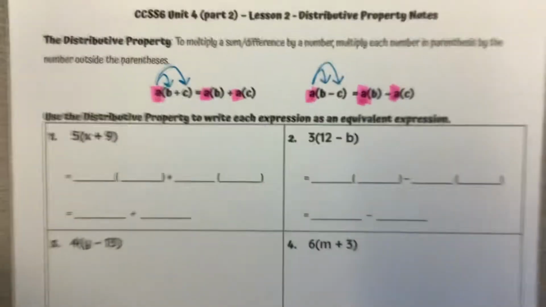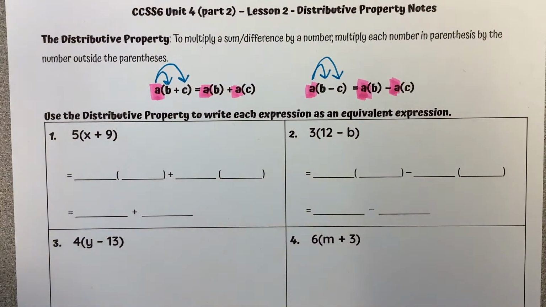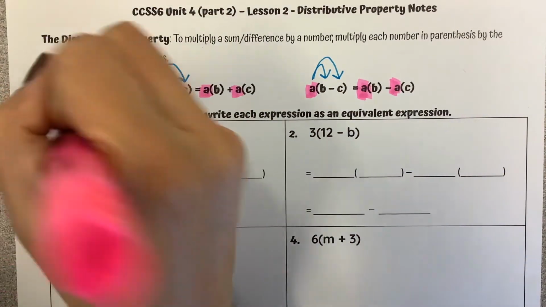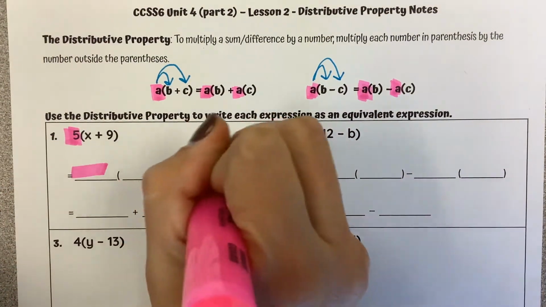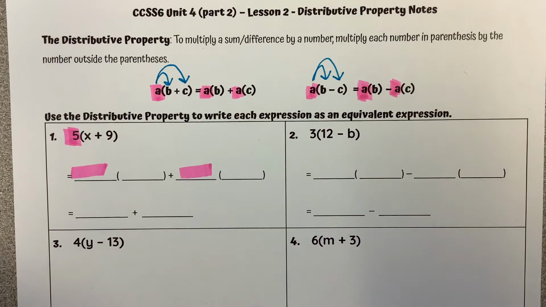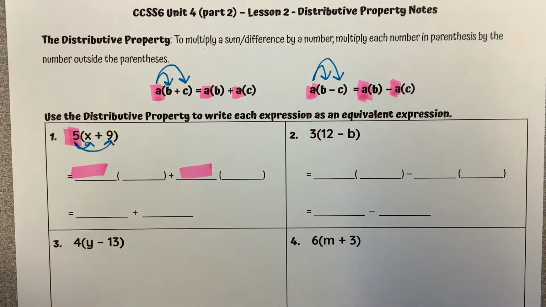So let's look at this. We've got 5 times, in parentheses, x plus 9. So I want you to highlight the 5. That's what we're starting with. And I'm going to highlight outside of the parentheses here. We have it kind of set up for you first. So we're taking this 5 on the outside, and I am multiplying it by both terms on the inside.